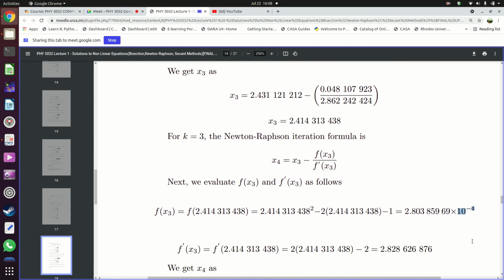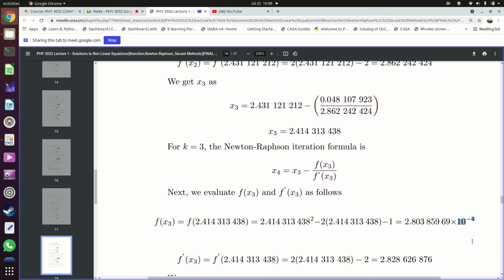But of course, if you want to stretch things, you can go further to see if you can get something better. It's not going to be much better, but it's going to be somewhat more accurate compared to what you have for x3. So you're not going to gain very much, basically. So for k equals 3, the Newton-Raphson method becomes x4 equals x3 minus the value of the function at x3 divided by the value of the derivative at x3.